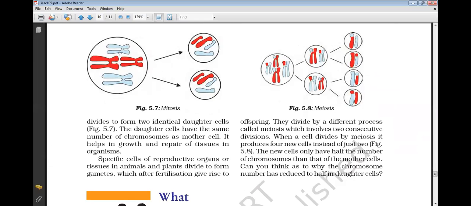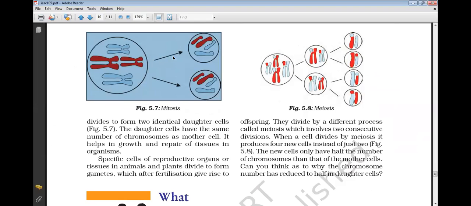You can see there are four chromosomes in the mother cell, which I have highlighted. It divides, and two daughter cells are formed. How many chromosomes are in the two daughter cells? One, two, three, four. One, two, three, four. So, two identical daughter cells. The daughter cells have the same number of chromosomes as the mother cell. This type helps in growth and repair of tissue.